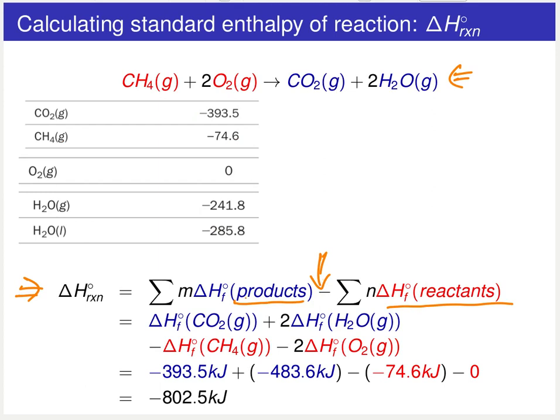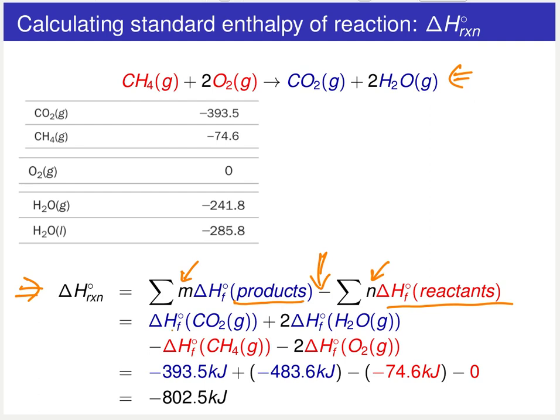Once we have that laid out, I want to draw your attention to these little coefficients. The stoichiometric coefficients must be included in this equation. So not only are you looking at the enthalpy of formation of the products and reactants, but you're also multiplying those respective enthalpies of formation by the stoichiometric coefficients in the problem. So let's crank through this then.